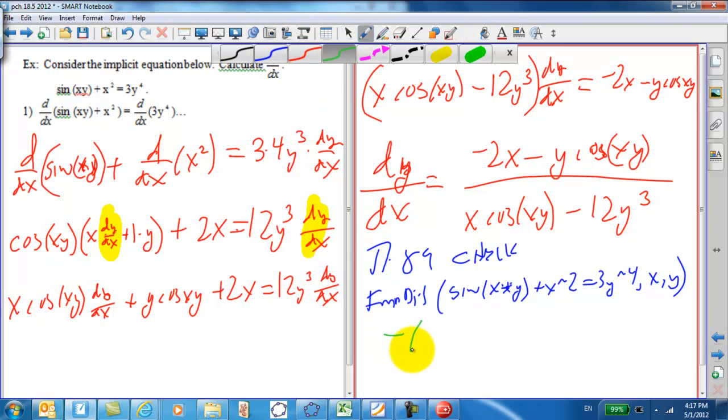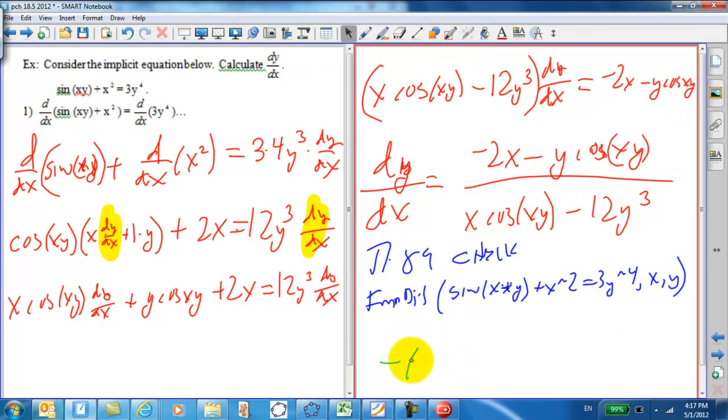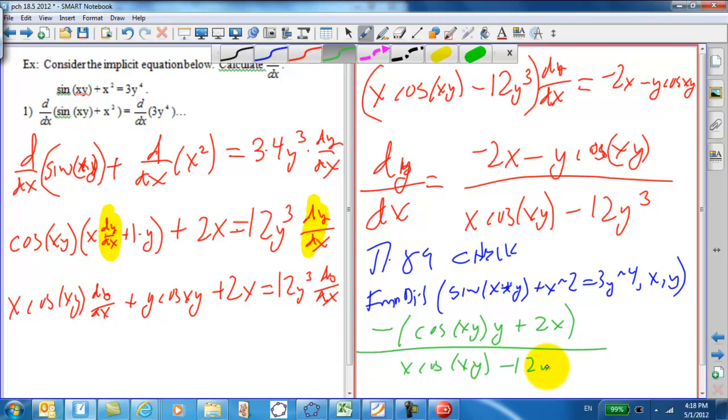And impdiff says negative quantity cosine of x times y plus 2x all over x cosine of x times y minus 12y cubed. Checks with what we got.